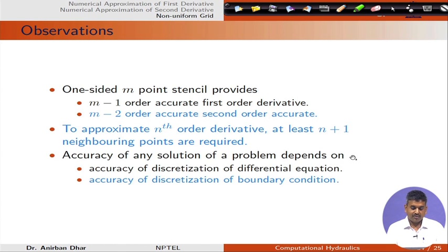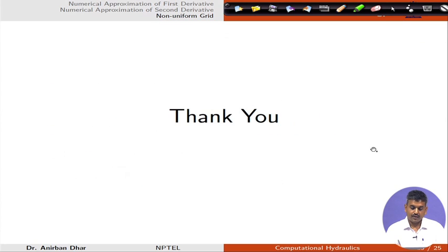And accuracy of the solution of a problem depends on accuracy of discretization of the differential equation and accuracy of discretization of boundary condition. Thank you.